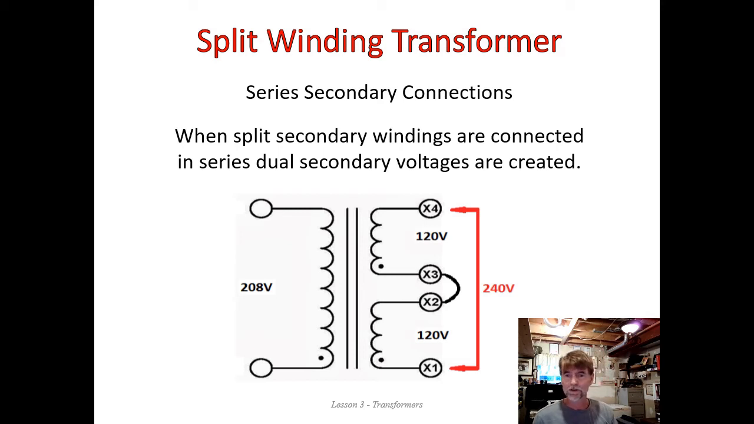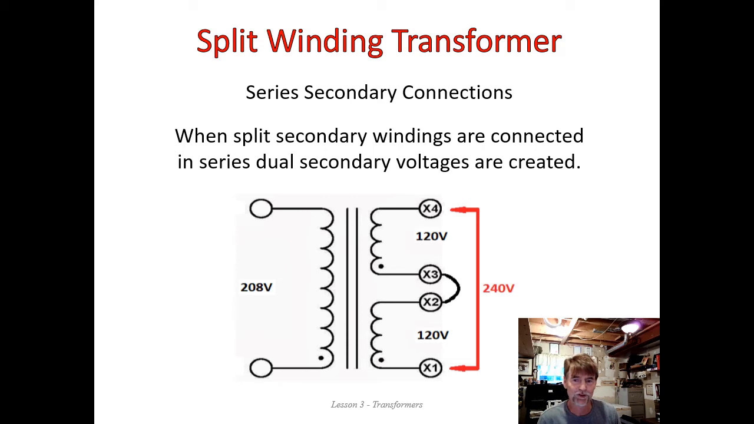The advantage of this split secondary is it provides us with dual voltage. Okay, so we know that in our houses we have access to both 120 volts and 240 volts. Well, how do we accomplish this? We accomplish this by being fed from a transformer out on the street that has a split secondary, and the two secondaries are connected in series. So we can see here that there's a jumper between X2 and X3, which means the two secondary windings are connected in series.